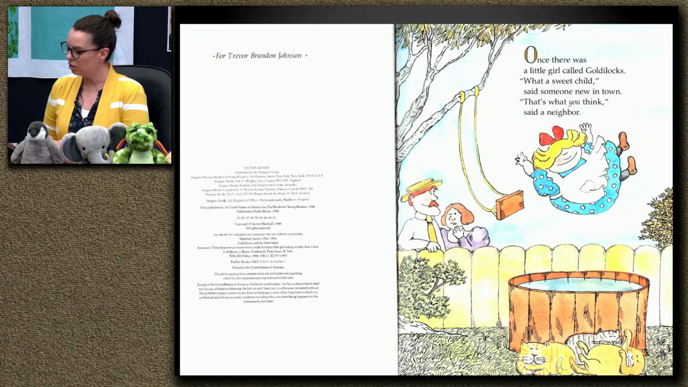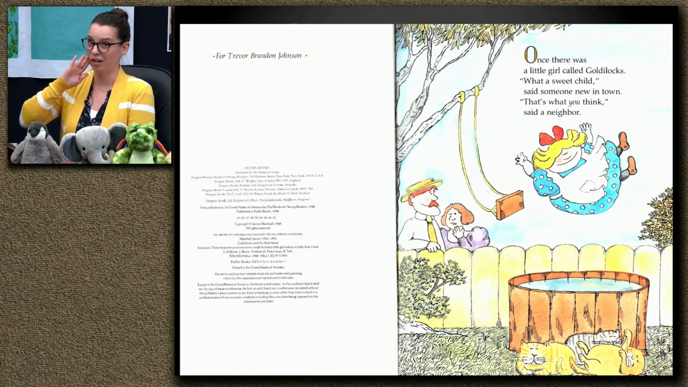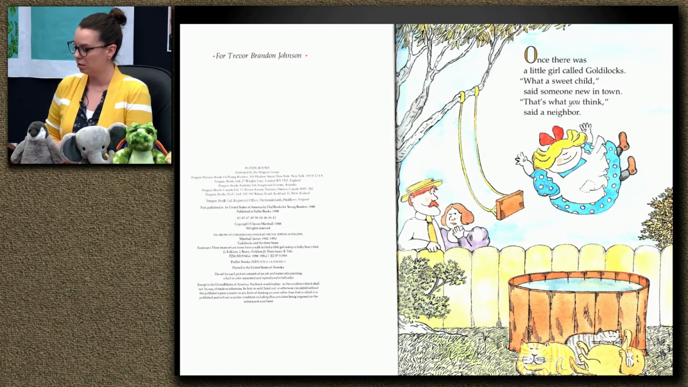Once there was a little girl called Goldilocks. "What a sweet child," said someone new in town. "That's what you think," said a neighbor.